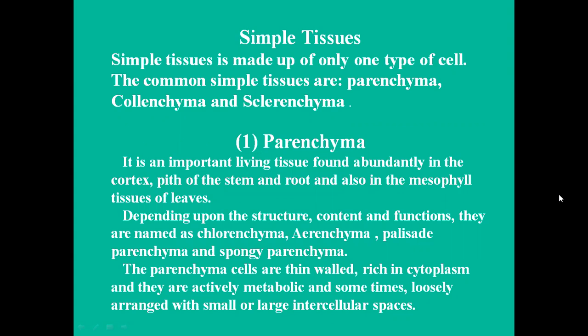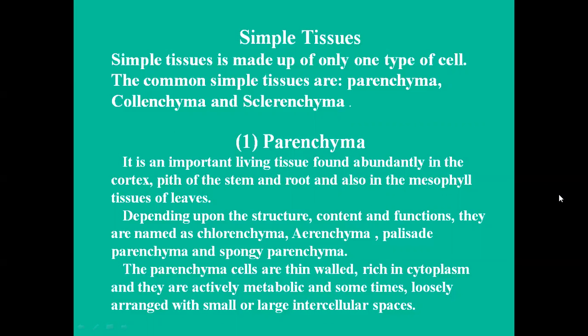Simple tissues. Simple tissues is made up of only one type of cell. The common simple tissues are parenchyma, collenchyma, and sclerenchyma.